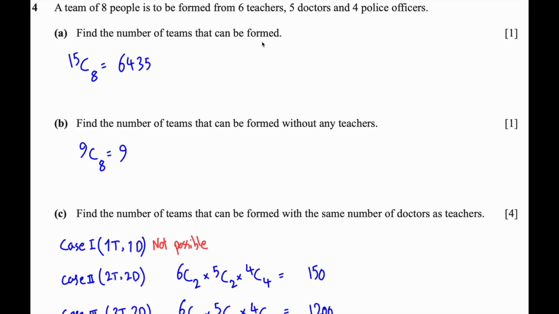Question number 4. A team of 8 people is to be formed from 6 teachers, 5 doctors, and 4 police officers. In part A, I have to find the number of teams that can be formed.